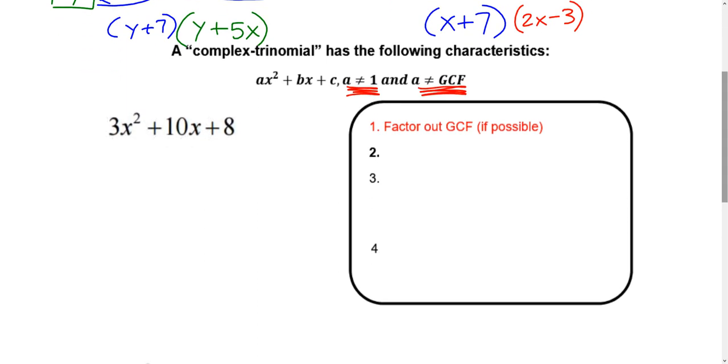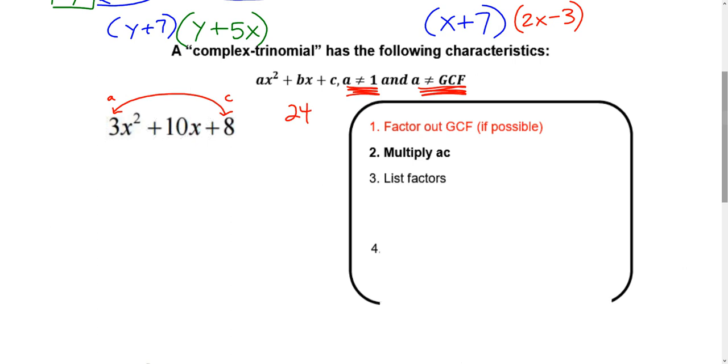In a complex ABC, the next step is to multiply the A and the C. So in our problem, the A and the C are these 2. That's A, that's C. We want to multiply these together. So 3 times 8, that's 24. After we multiply that, we're going to use that to list the factors.